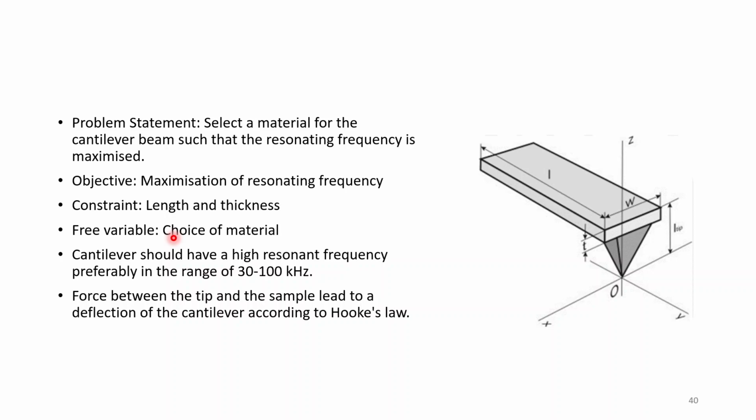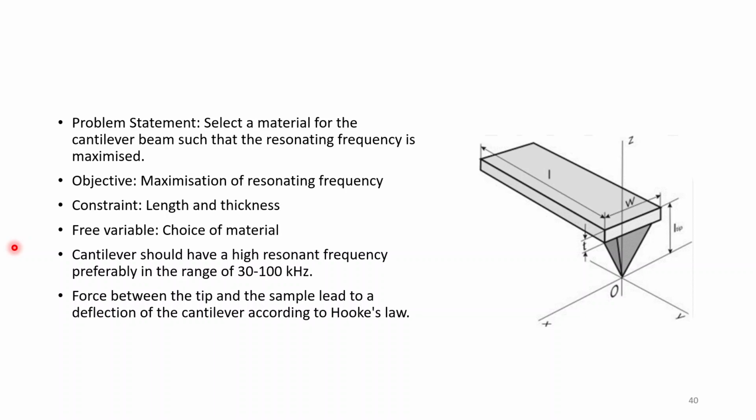Now the problem statement is, first you have to select a material for the cantilever beam such that the resonating frequency is maximized. In this case you have the objective of maximization of resonating frequency so that you can get better signal, and you have a constraint that you have limited length and thickness to work with. In case of free variable, you can choose whichever material you want. So you have to mainly find out the property index. Based on that you have to find in which area you have to search the material, and realize which material will be best.